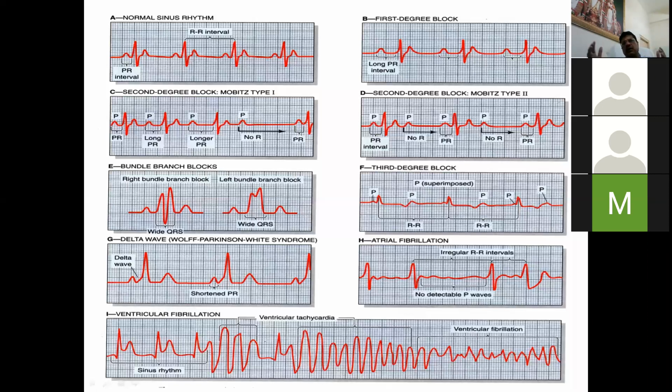The prolongation of the PR interval with a dropped QRS complex or a dropped beat, that type of second degree heart block, is called Mobitz type 1 heart block. It is also called Wenckebach's phenomenon.